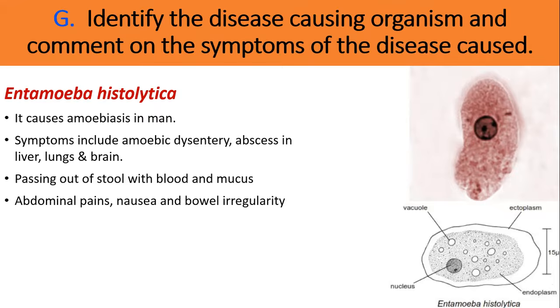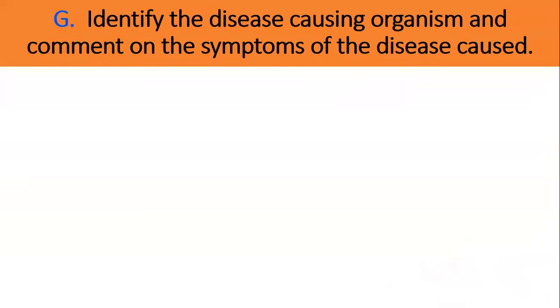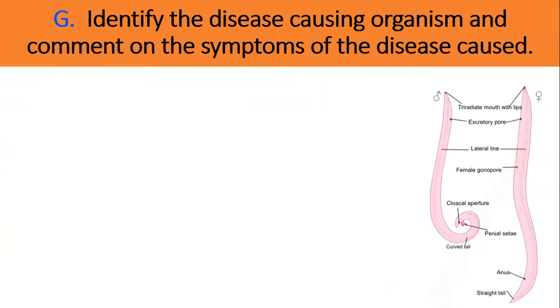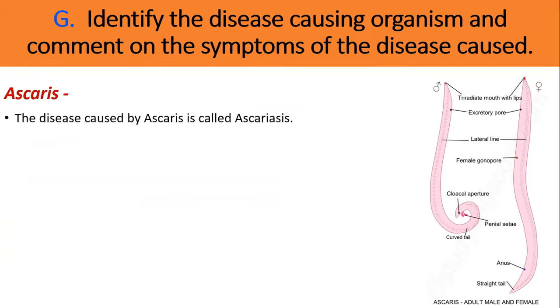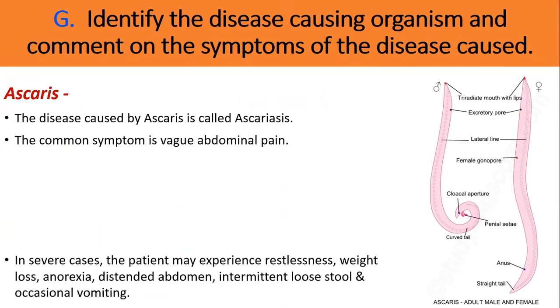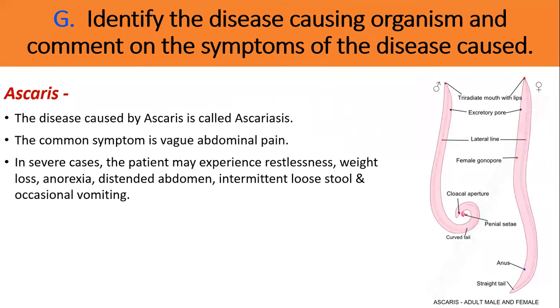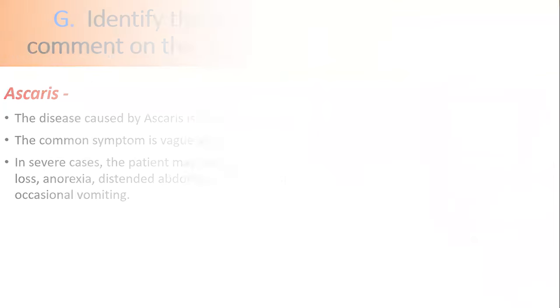If not this on spot G, students, then on spot G you can get one more specimen of this. Looking at the diagram, you can understand this is Ascaris lumbricoides. And this Ascaris lumbricoides is responsible for causing ascariasis. What are the symptoms? The common symptom is vague abdominal pain. In severe cases, the patient may experience restlessness, weight loss, anorexia, distended abdomen, intermittent loose stool, and even occasional vomiting.